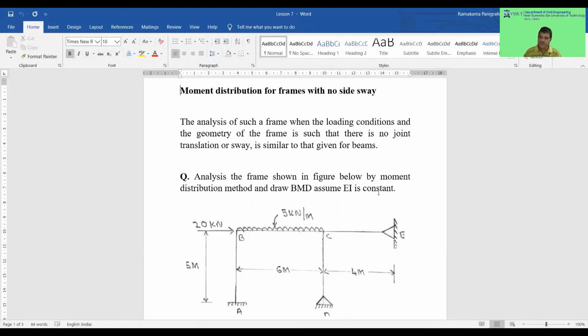Now, what happens in frames? We have already discussed frames in slope deflection, and the same thing is applicable in the case of moment distribution. The frames may sway or may not sway. There will be side sway, or there will be no sway. So you know how the section will sway.